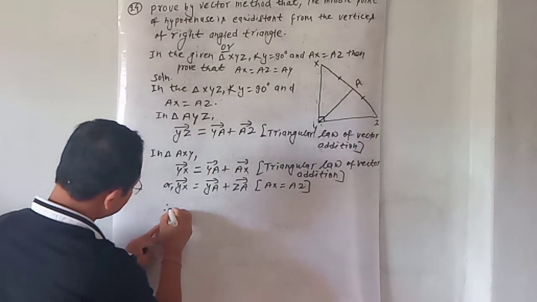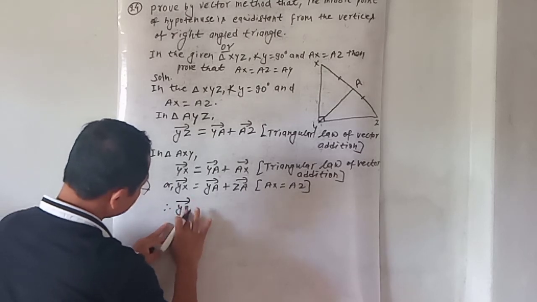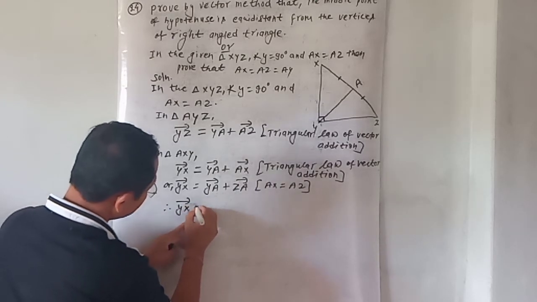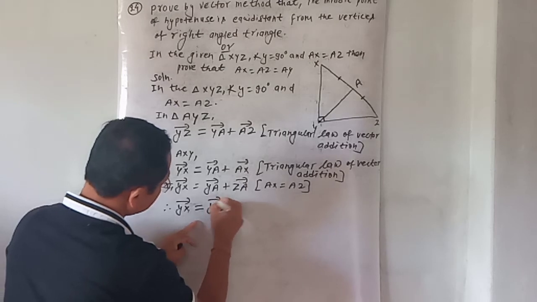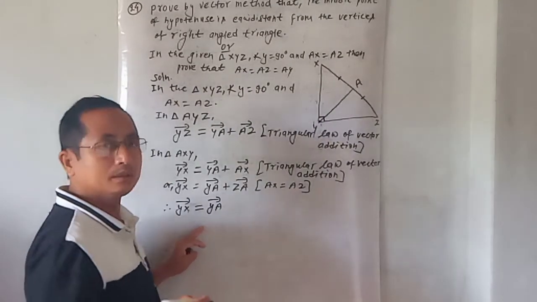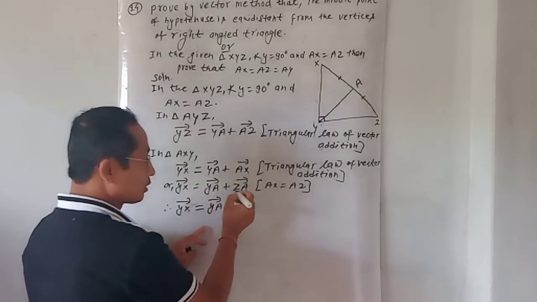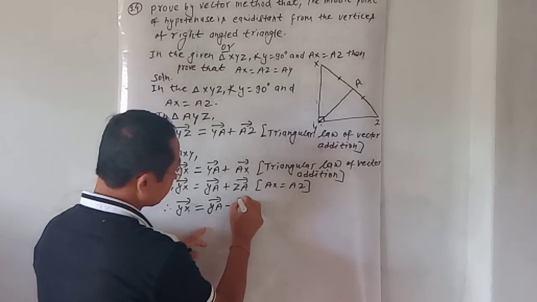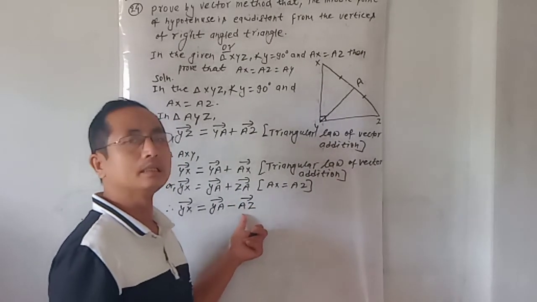Now therefore vector YX is equal to vector YA plus vector ZA. The negative of vector ZA we can write as minus AZ. In place of ZA we can write minus AZ.